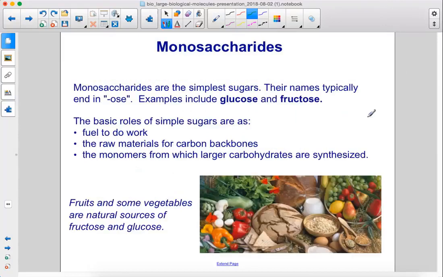Monosaccharides are the simplest sugars. Their names typically end in OSE. Examples include glucose and fructose. The basic roles of simple sugars are as fuel to do work, the raw materials for carbon backbones, and the monomers from which larger carbohydrates are synthesized. Fruits and some vegetables are natural sources of fructose and glucose.